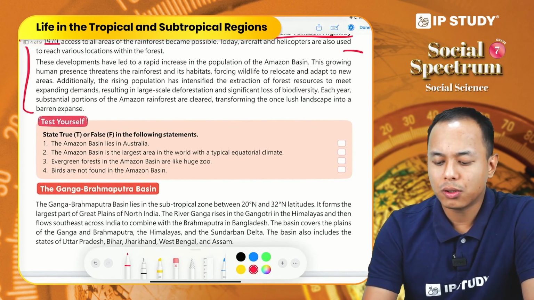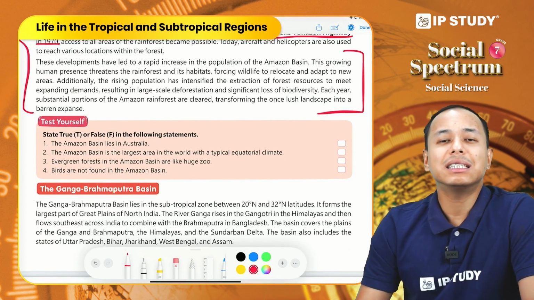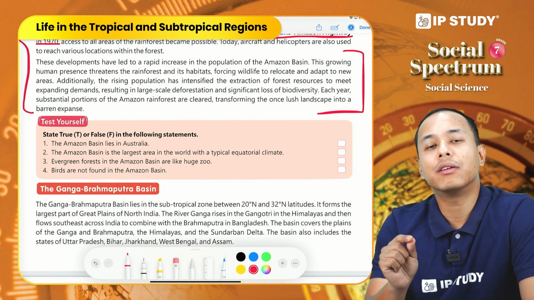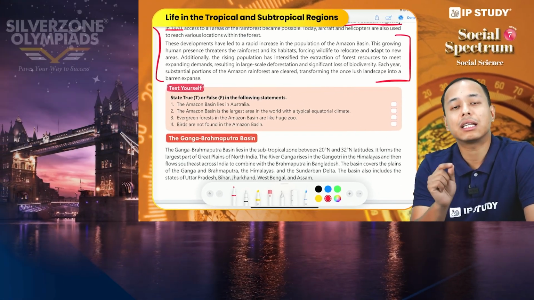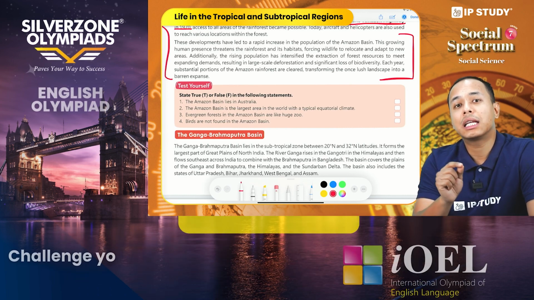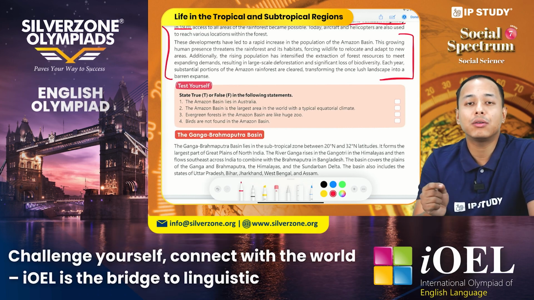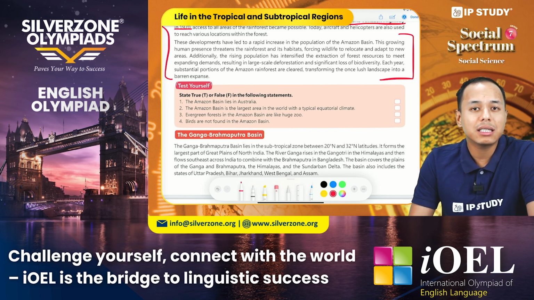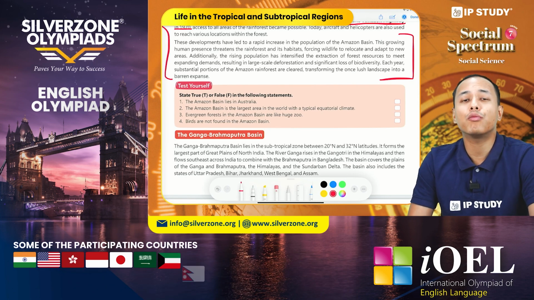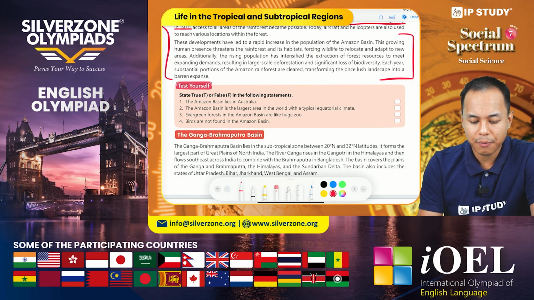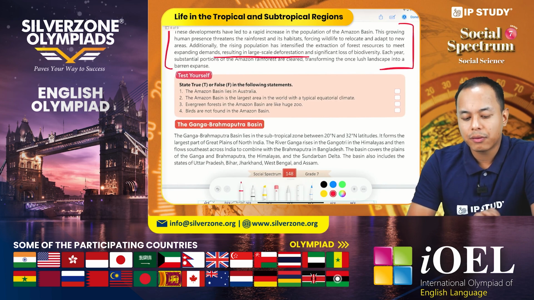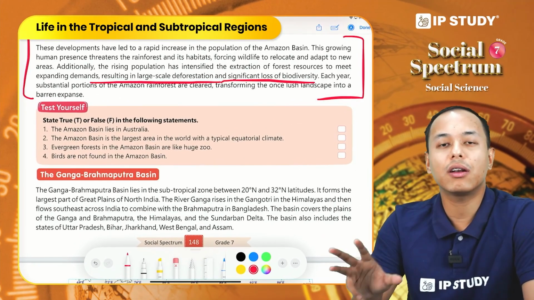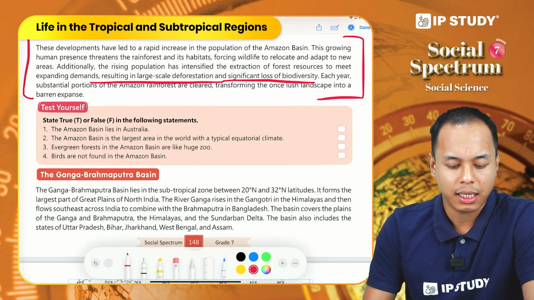So with the increased influence of humans, the Amazon river basin or the Amazon forest is threatened. The increase in the human population has led to an increase in the deforestation of the Amazon rainforest. As a result, there is an increase in the loss of biodiversity. Large-scale deforestation has led to significant loss of biodiversity, as I've already discussed.